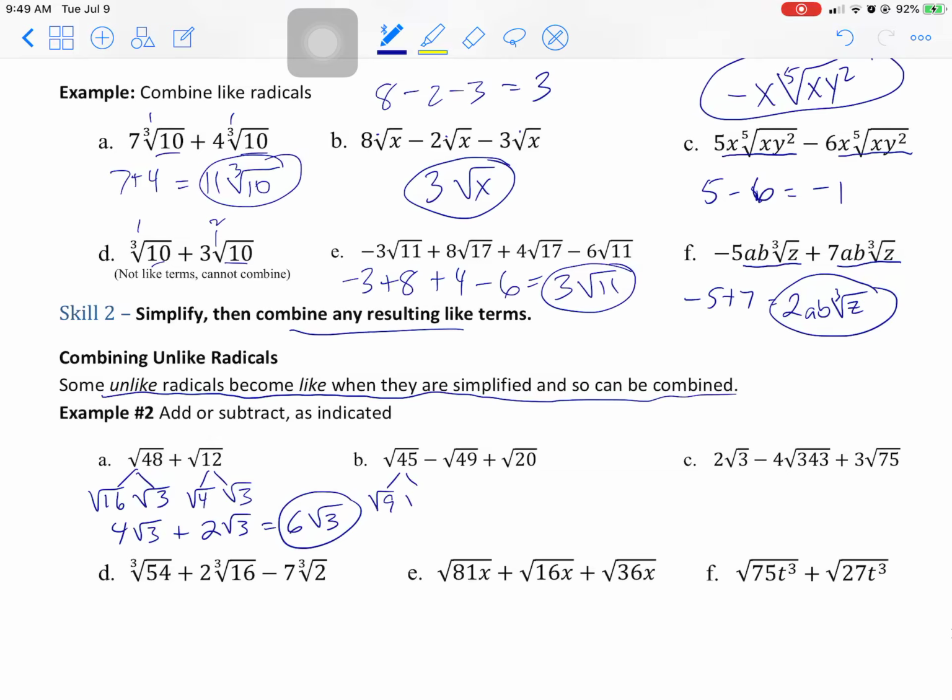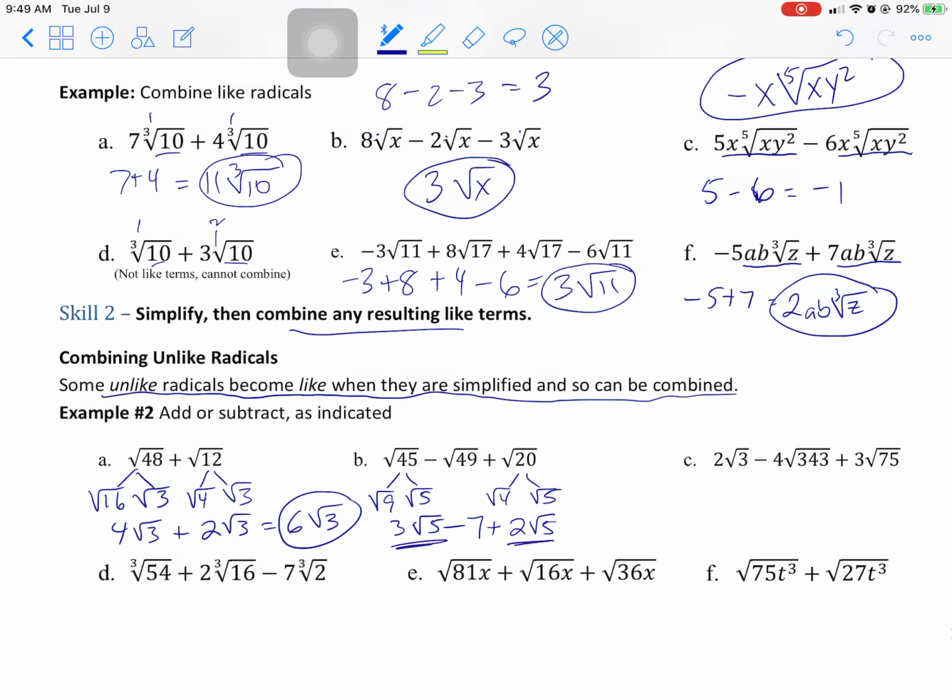9 and 5, 3, square root of 5. This is how I do them. I like to keep everything all nicely lined up. Square root of 49, that is a perfect square, so that's a 7. 20 is not. 4 and 5. So that is plus 2 square root of 5.